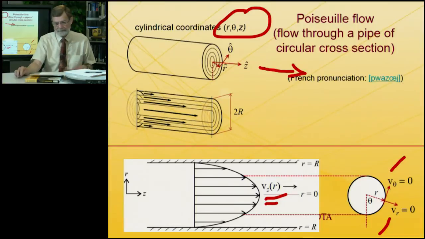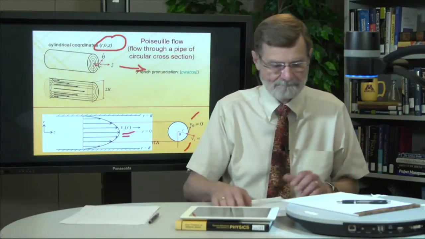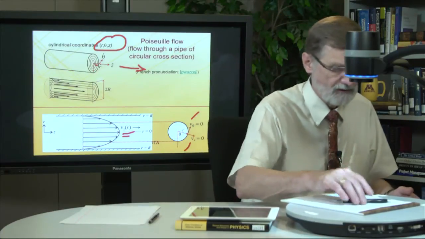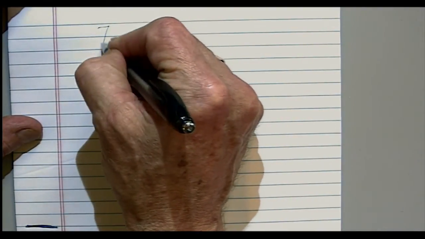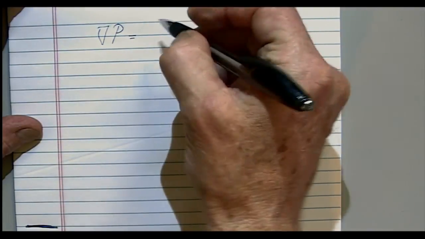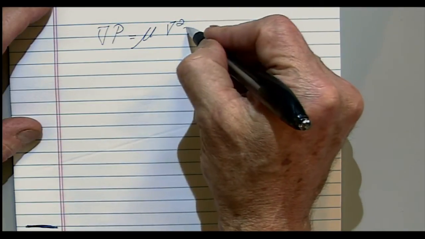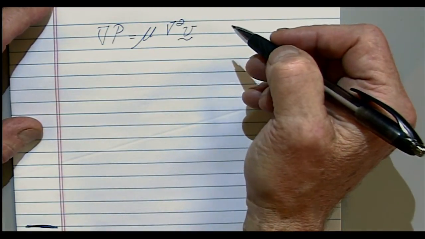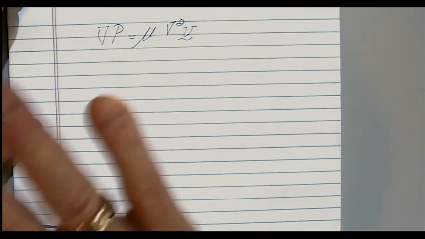Okay, so let's go back and do some math and come up with an expression for Darcy's law. Okay, so we just said that we had a relationship that looked like the gradient in the pressure was equal to the viscosity of the rock times del squared operating on the velocity vector. And this is going to apply if the flow is laminar flow. We're going to talk about a steady state flow, a flow at a steady rate.